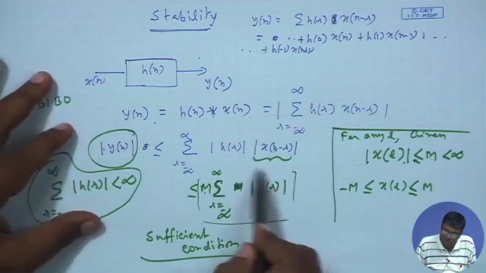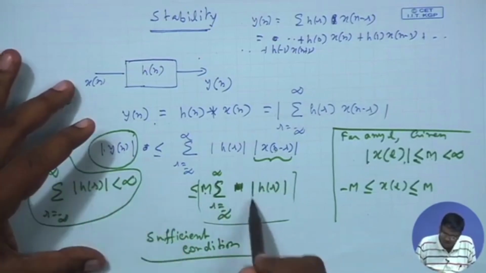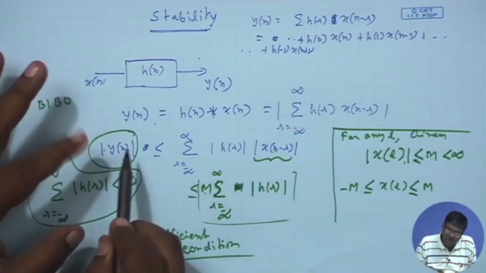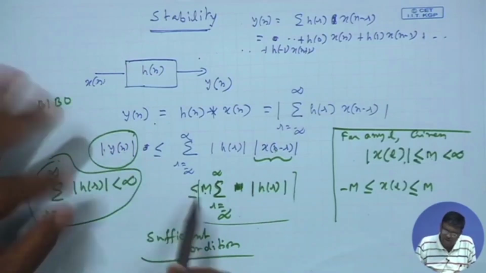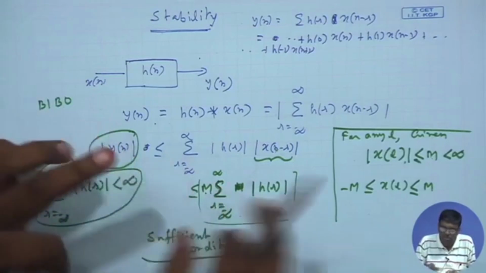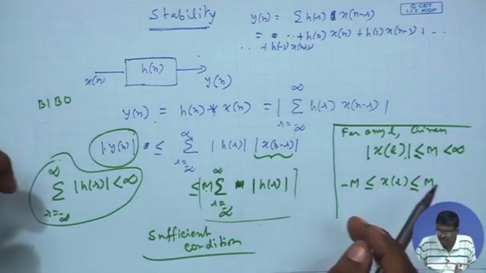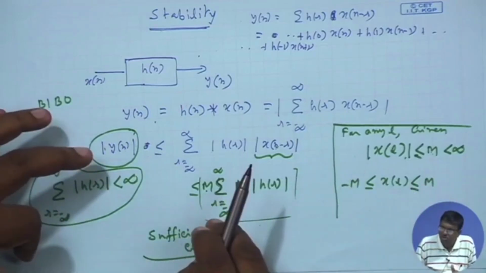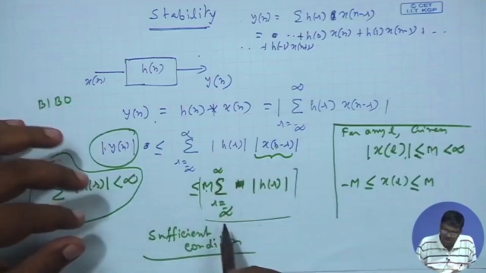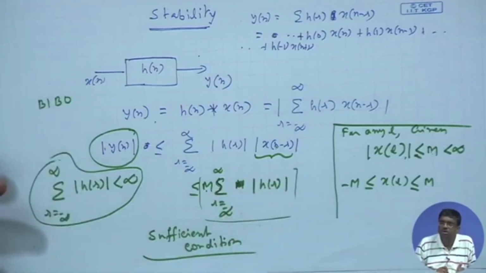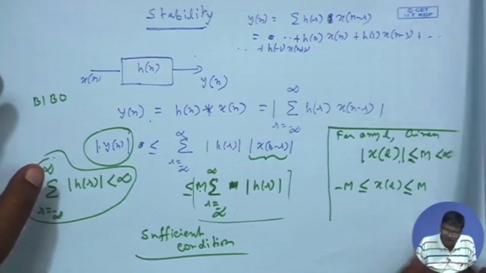Even if the right hand side summation shoots up to infinity, in some cases mod y n can still be finite, because the less than equal to will still be satisfied: finite left hand side, infinite right hand side. So it is a sufficient condition, but not a necessary condition. Nevertheless, to be always on the safe side, we try to enforce this sufficient condition in our filter designs and other processes.